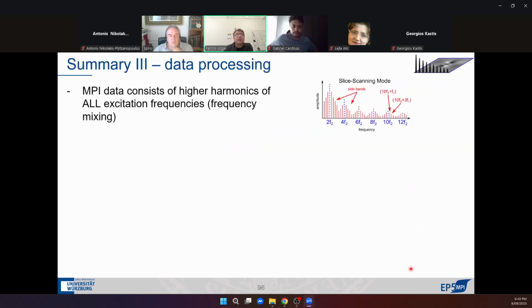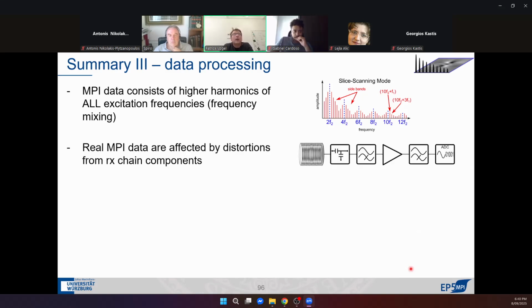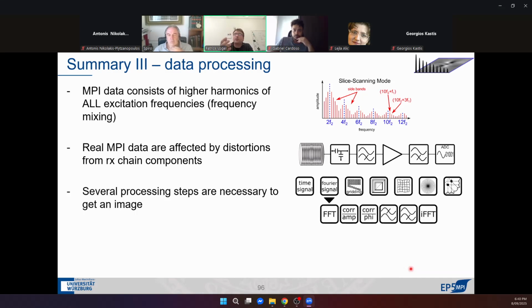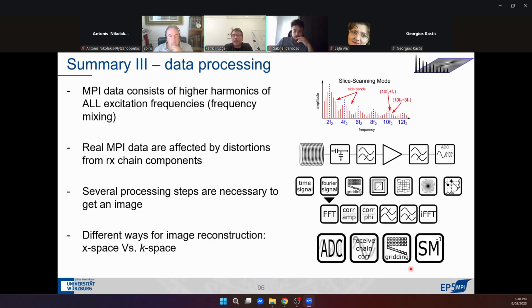Okay, so MPI consists of higher harmonics. Of course, when you're using imaging, you will end up with quite a lot of these higher harmonics. Real MPI systems are interesting to handle because you need a lot of different steps to get rid of all the distortions and so on. Also, the data processing is quite important to have in mind. And there are different ways for the reconstruction: the X space and the K space. The X space is the image-based reconstruction part, and the K space is, for example, the mentioned system matrix approach.